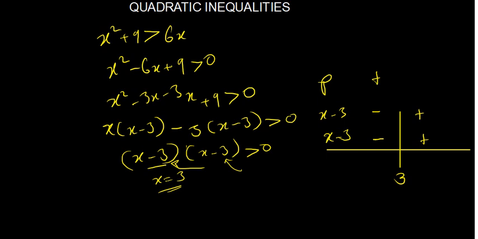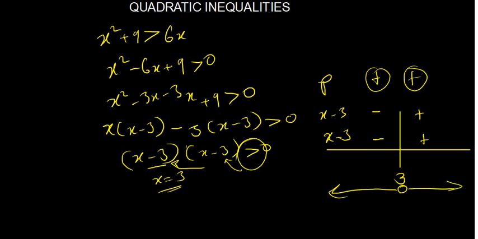Negative times positive times positive will be positive. So we want where x is greater than 0. We see that both are positive, both are greater than 0. So therefore our range of values for this equation, we can have anything from 3 going this side or also going this side. The only thing that we are not including is 3.